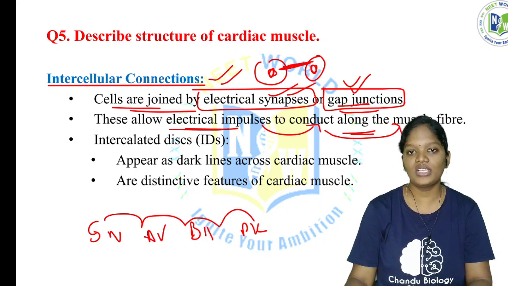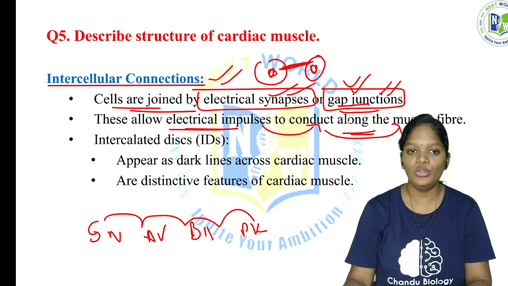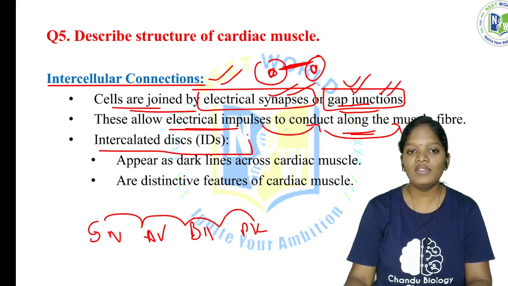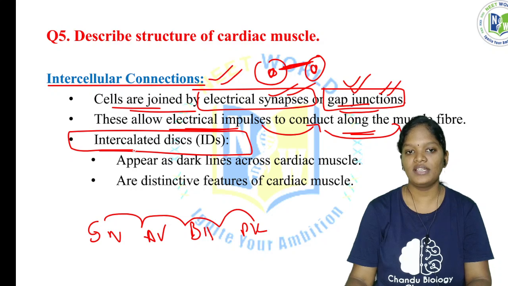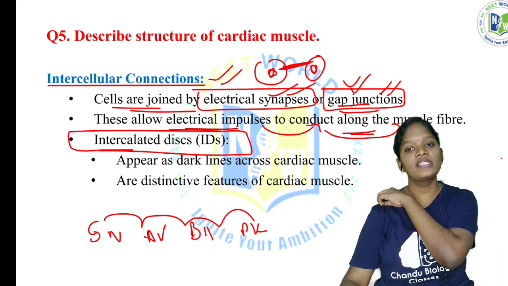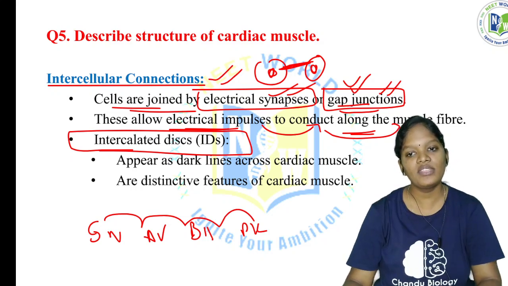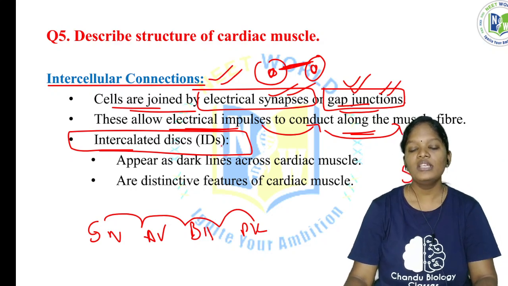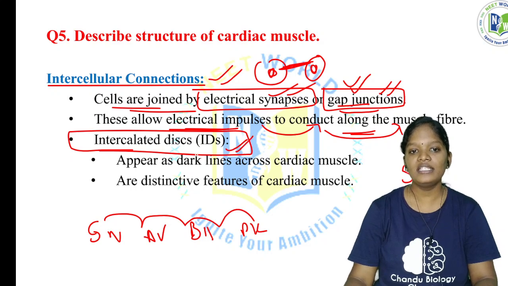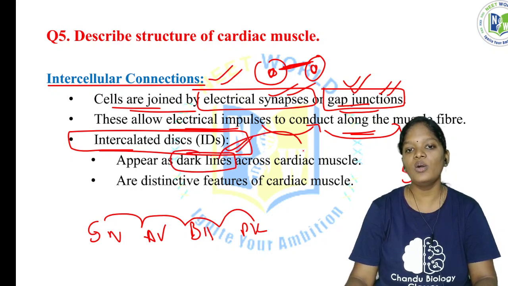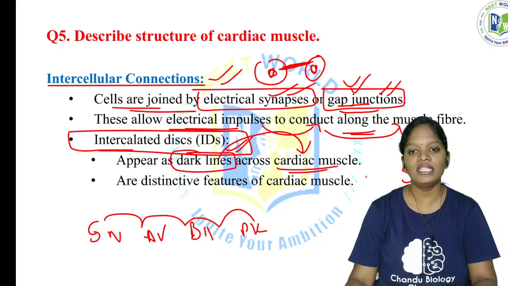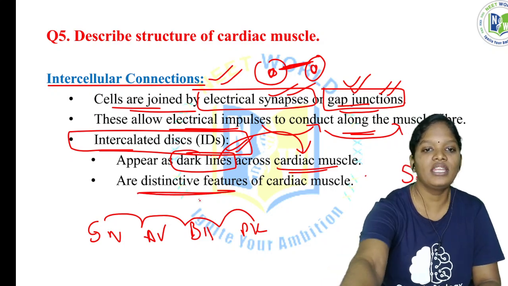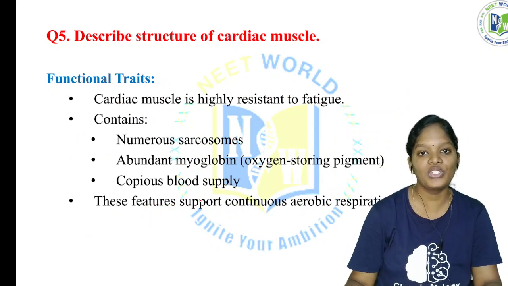So to carry the electrical impulse, gap junctions are very useful. Now, another important thing is the intercalated disc. In skeletal fibers, because of the dark band and light band, it looks like striations. In the same way, the intercalated discs are the dark lines throughout the cardiac muscle. This is the distinctive feature of the cardiac muscle, and it can be expected as a very short answer also.